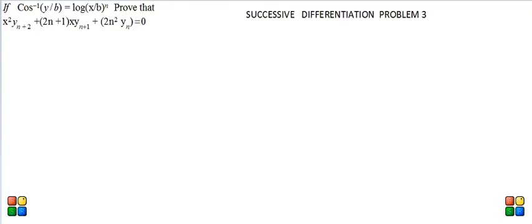This is problem 3 on successive differentiation. So here y is not in a simplest form. Y is not in the simplest form. So the very first work is to make y as an explicit function.